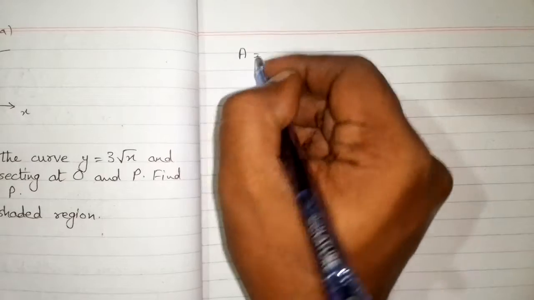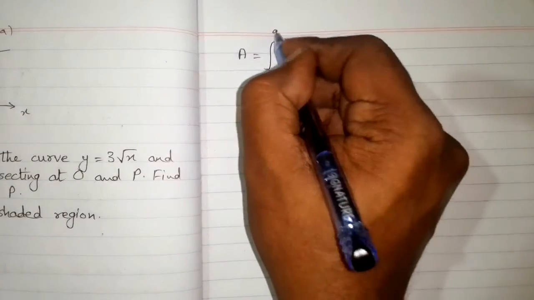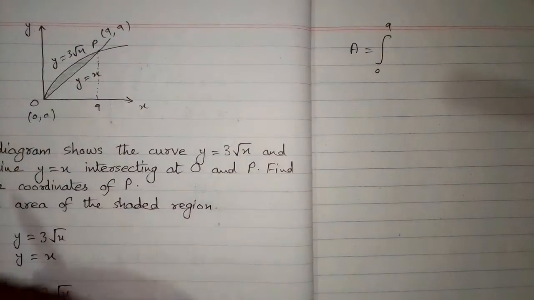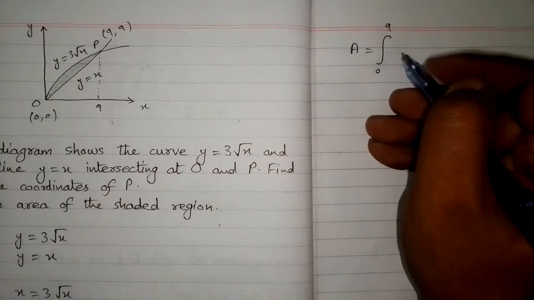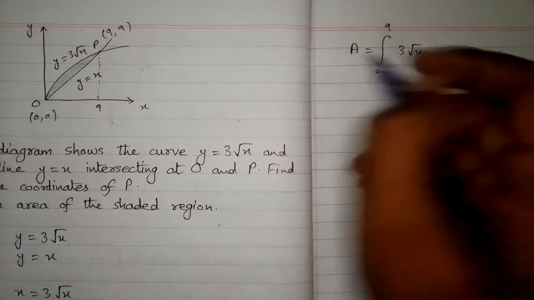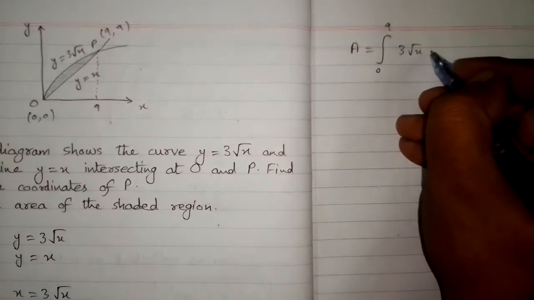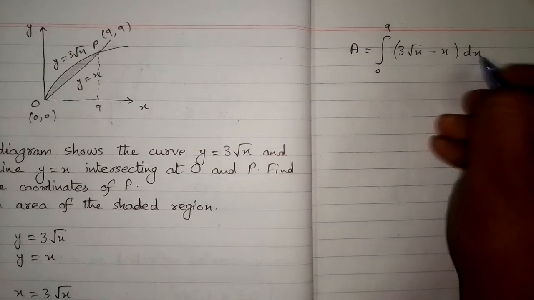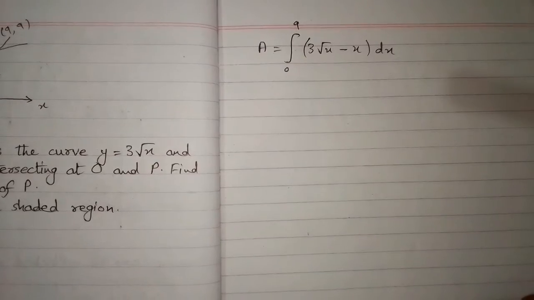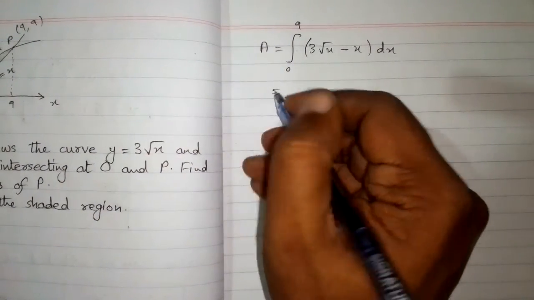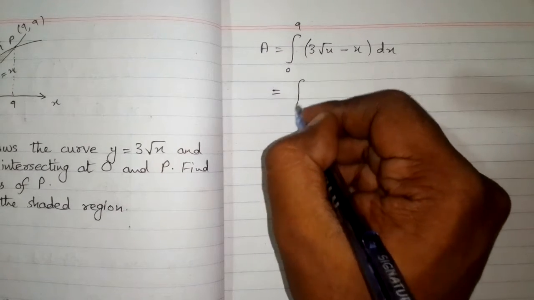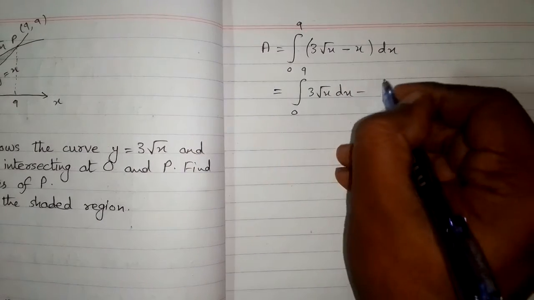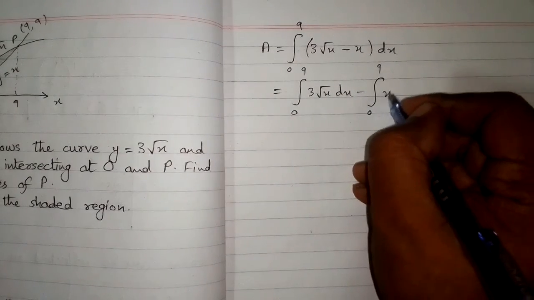So the required area is equal to integral from 0 to 9, which are the values of x in this diagram. And first we will write the upper curve, which is 3 square root of x, and we will subtract the lower curve. So we have 3 square root of x minus x. Now we do integration and get the required area. So we have integral from 0 to 9, 3 square root of x dx minus integral from 0 to 9 x dx.